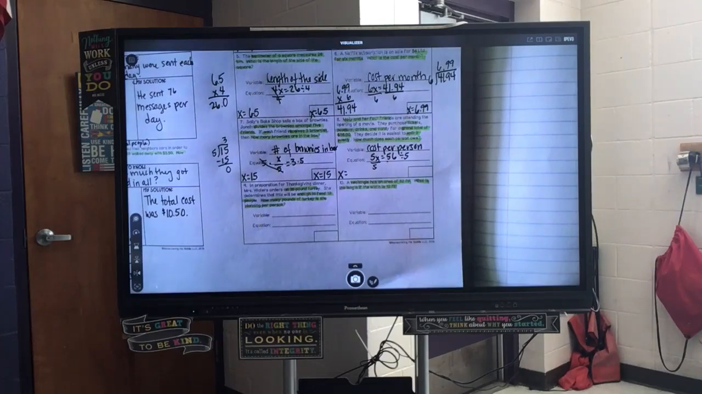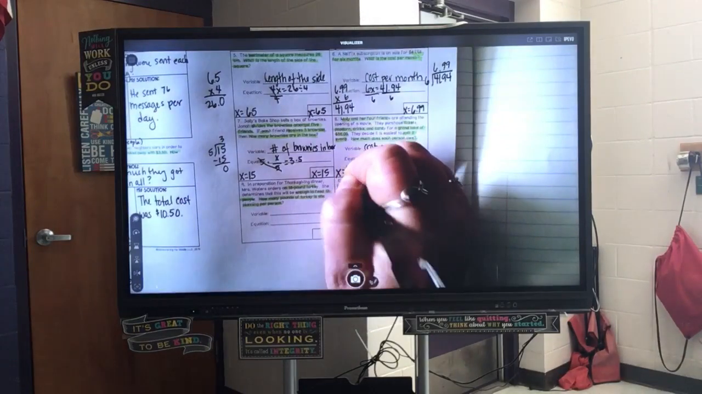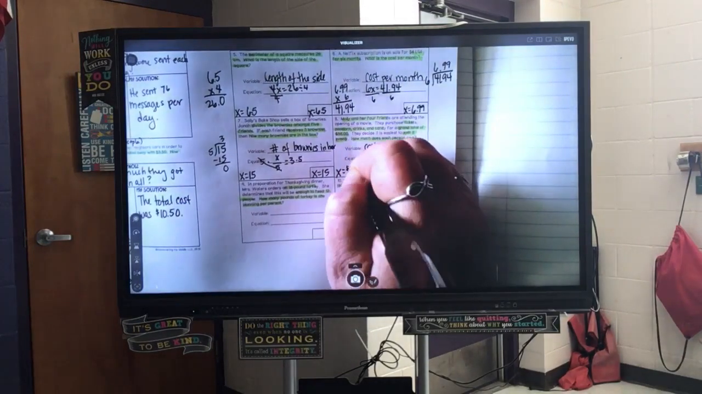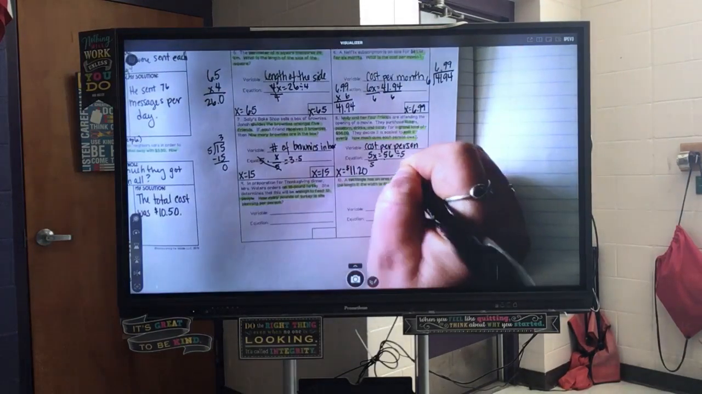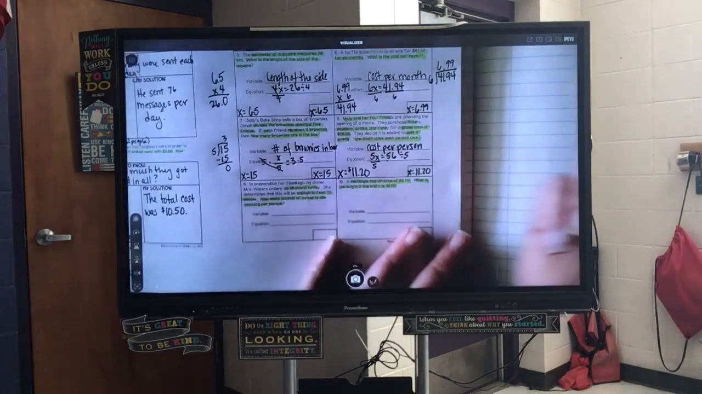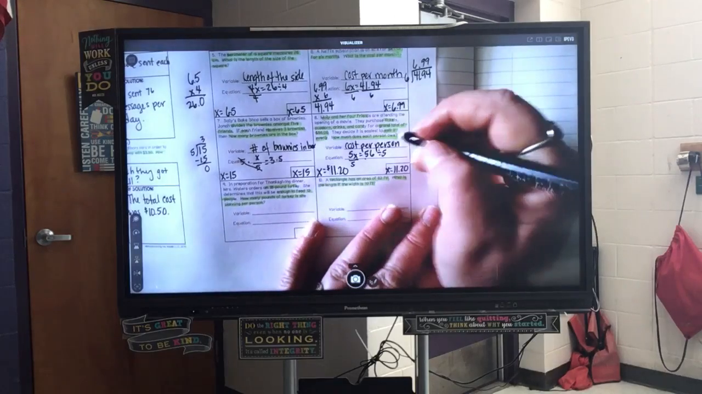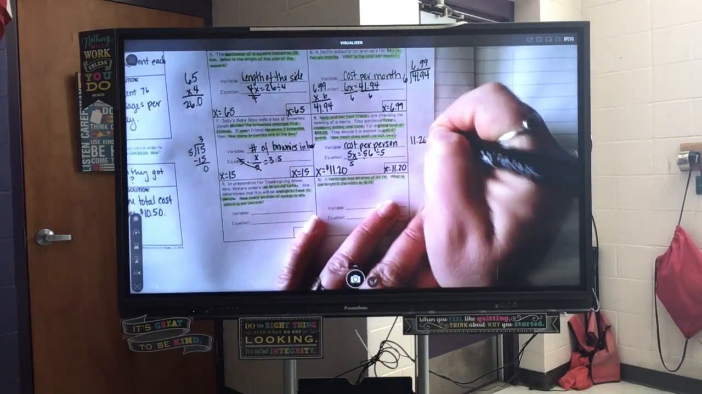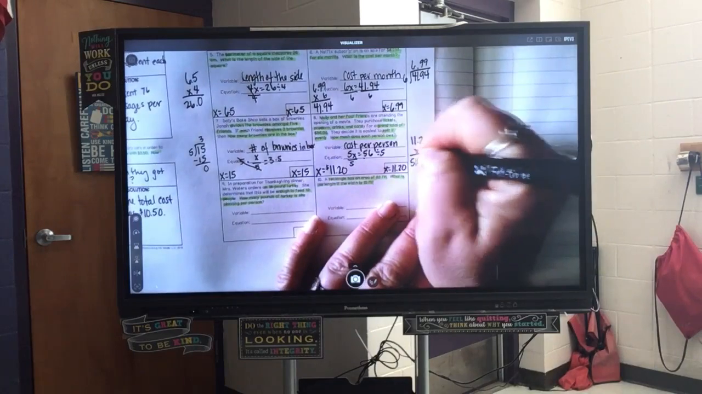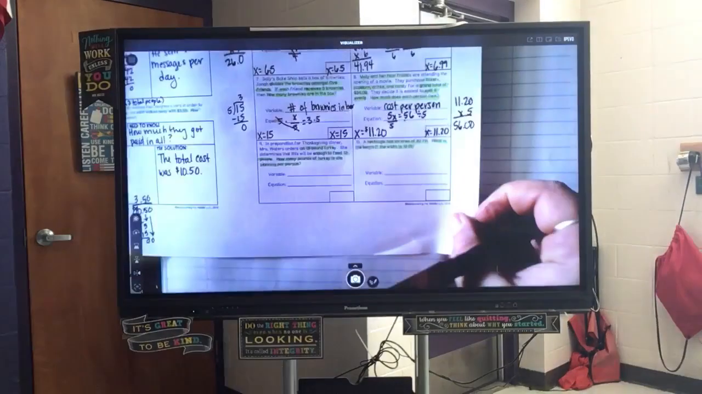Alright, so we are. What'd you guys get? So $11.20. Alright, and then to check, how do we know that we did this right? What do we need to do? Multiply 11.20 times 5. Alright. Number 9. How many of you guys got to number 9?